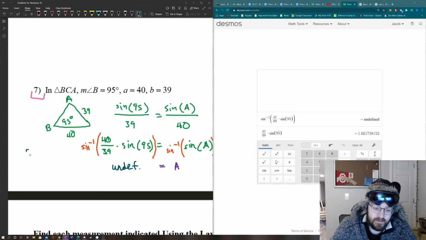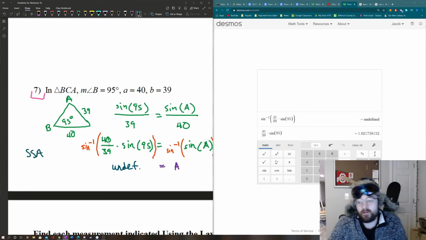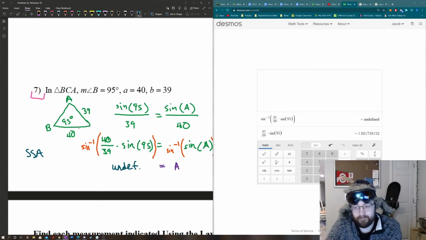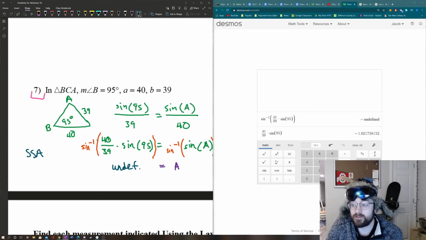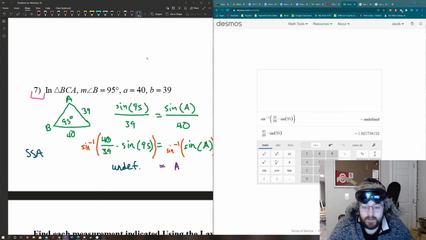And remember, this was a side-side-angle relationship, so it's not going to be the way to solve this triangle. It's important that we figure out how to use which rule, either law of sines or law of cosines. Law of cosines will also tell you undefined here, in case you were wondering. So this triangle just doesn't exist. It's describing a triangle with sides that don't meet up, is what it's saying.